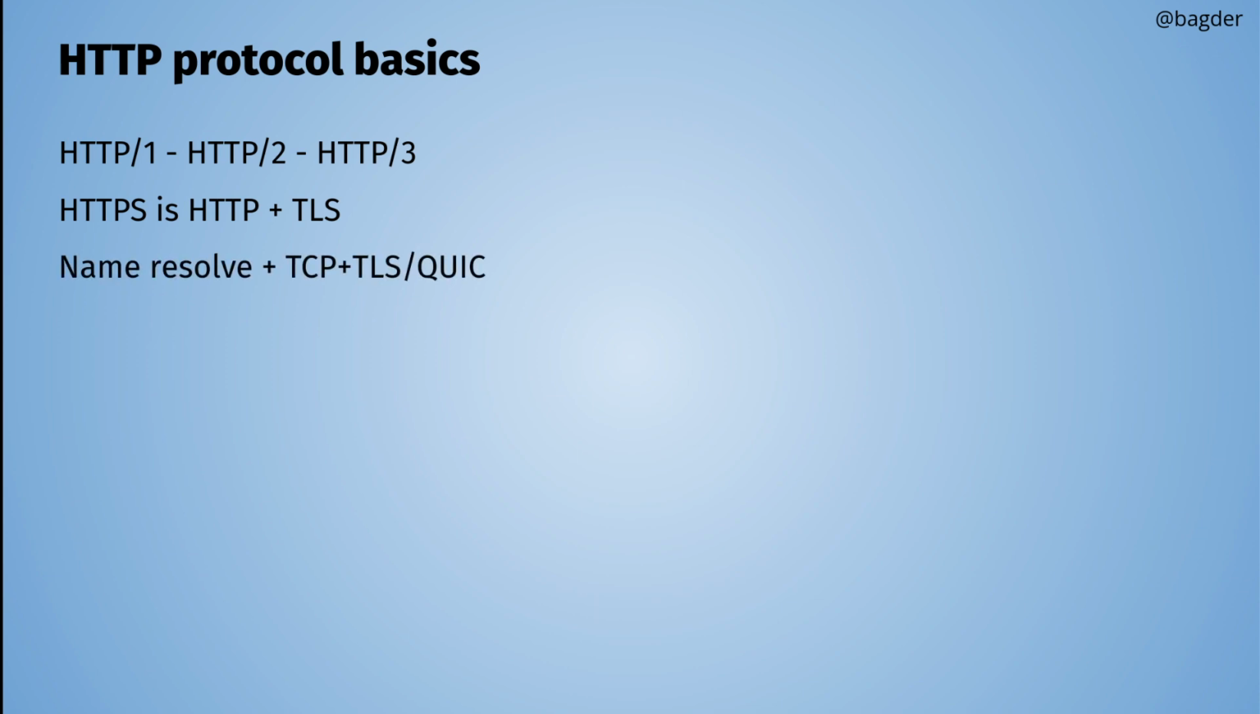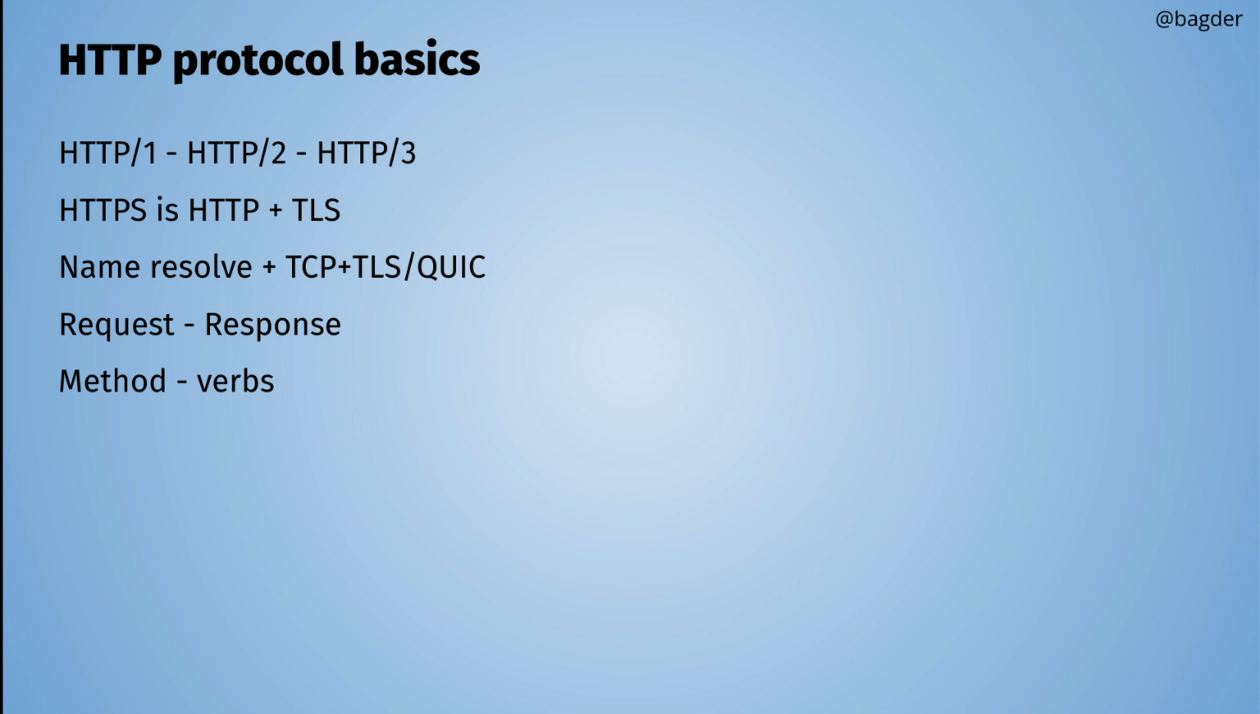So basically it means there's a name resolve and you set up the TCP connection and then add a TLS handshake on that. Or when you use HTTP3, you actually replace TCP and TLS with QUIC. It doesn't really matter. And then the protocol is a request response. So you ask for something, you get it back in just one ask, one response.